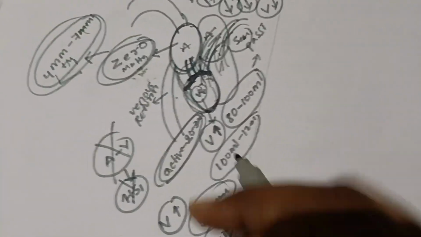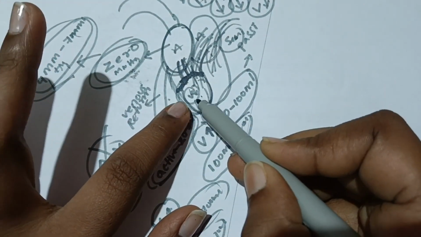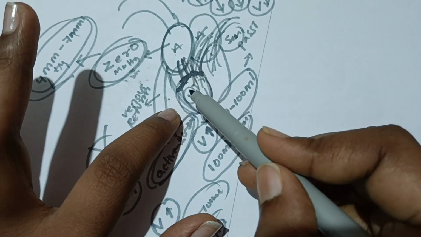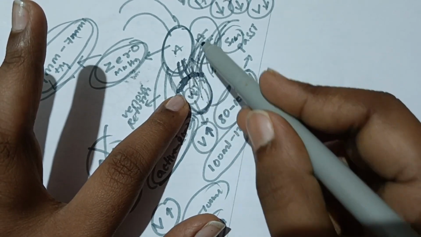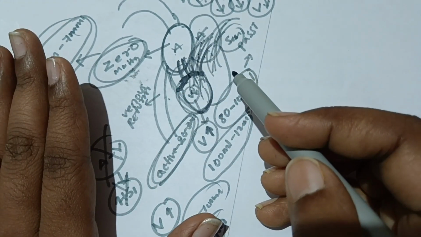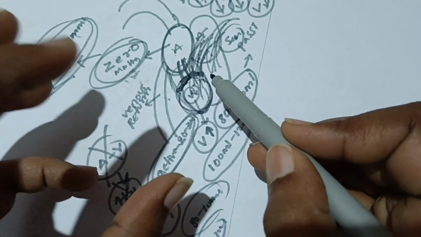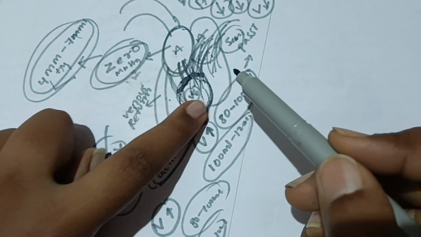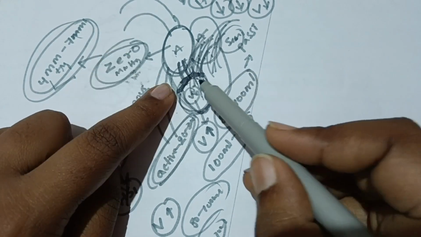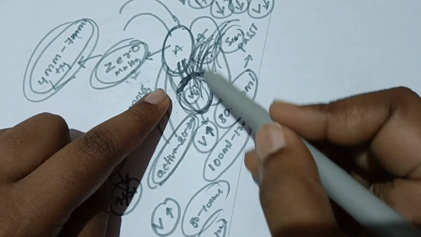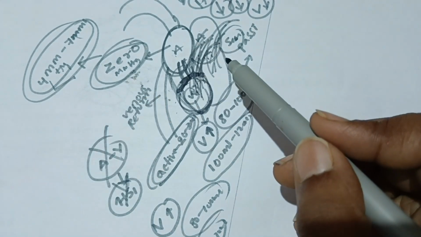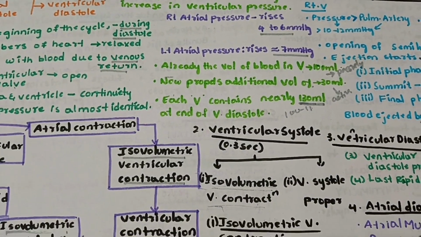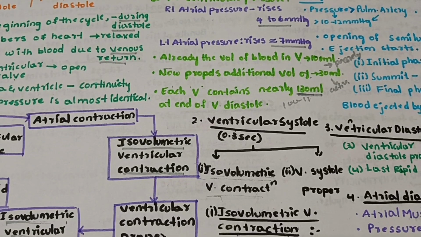How? See, ventricular pressure is increased due to passive filling and active filling from the atria. But ejection has not started, so the same volume is maintained, but the contraction has started. The ventricular systole has started, but there is no ejection of blood into the pulmonary artery and the aorta. So the isovolumetric ventricular contraction takes place.